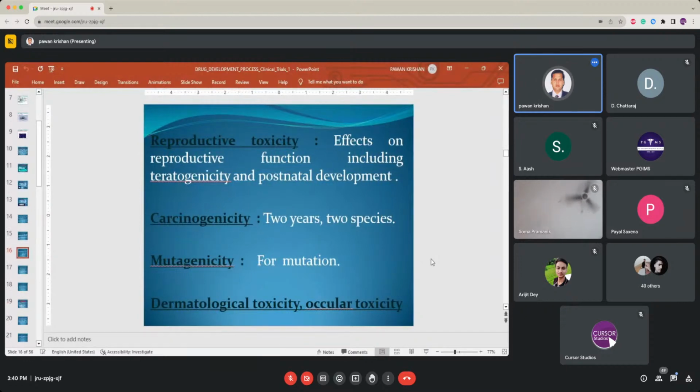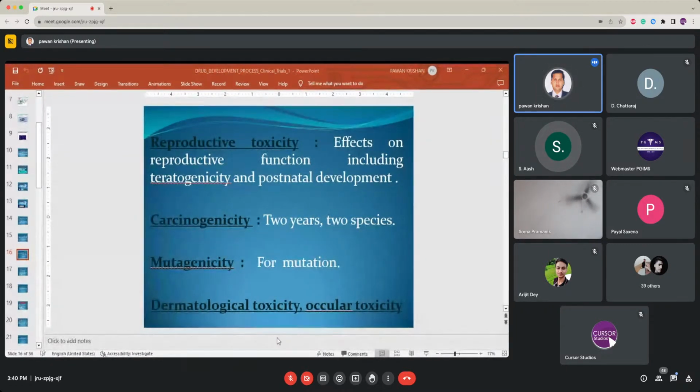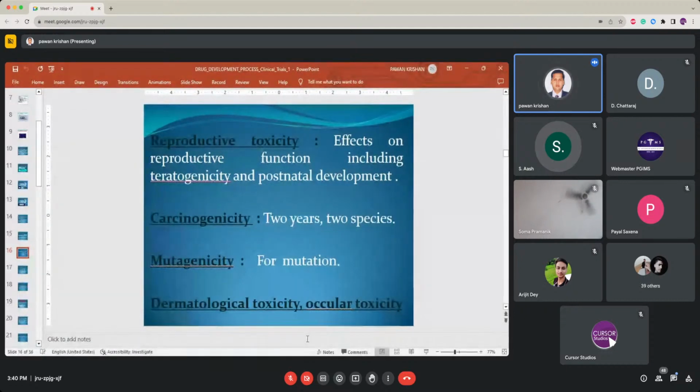Then the studies for toxicity carried out are reproductive toxicity studies, carcinogenicity studies, mutagenicity studies, dermatological toxicity, and so on. In the reproductive toxicity studies, the effect on reproductive function is studied, including teratogenicity and postnatal developments.